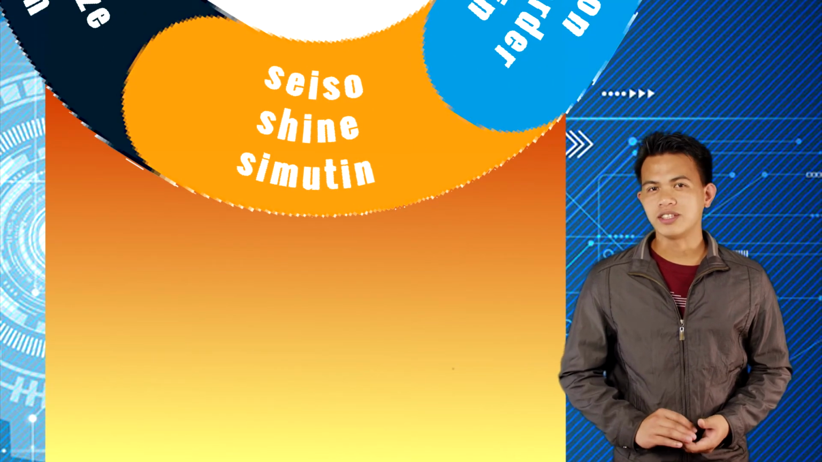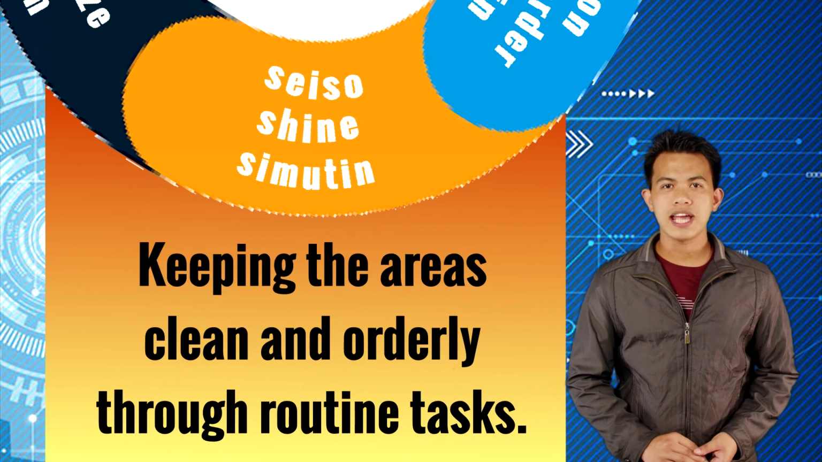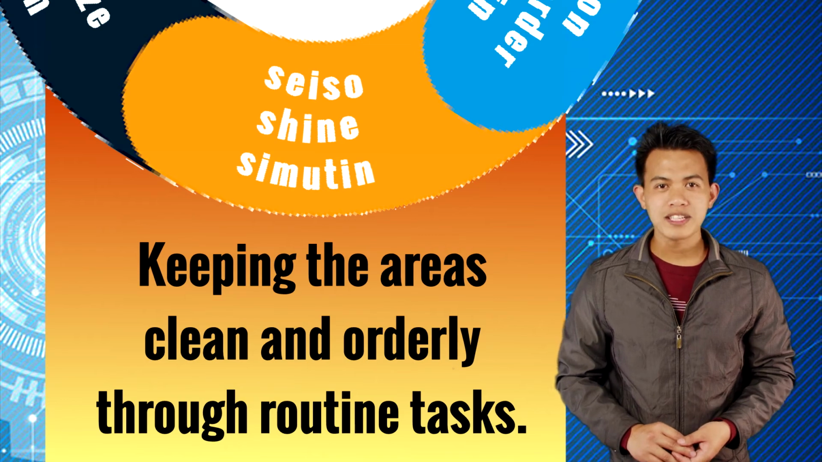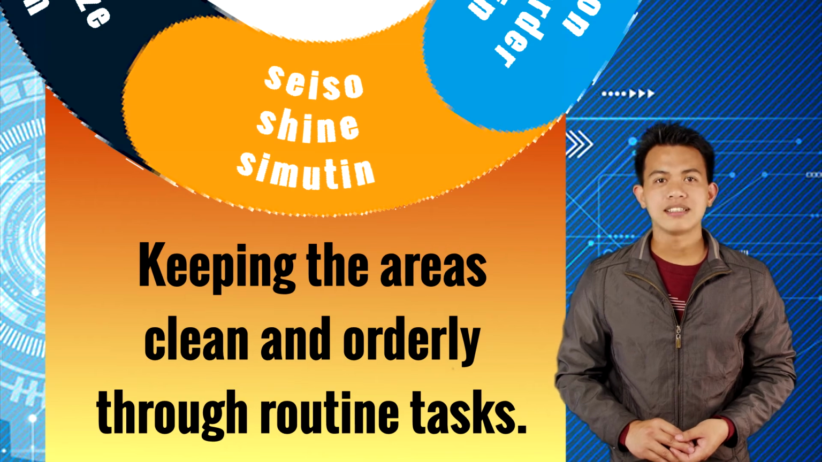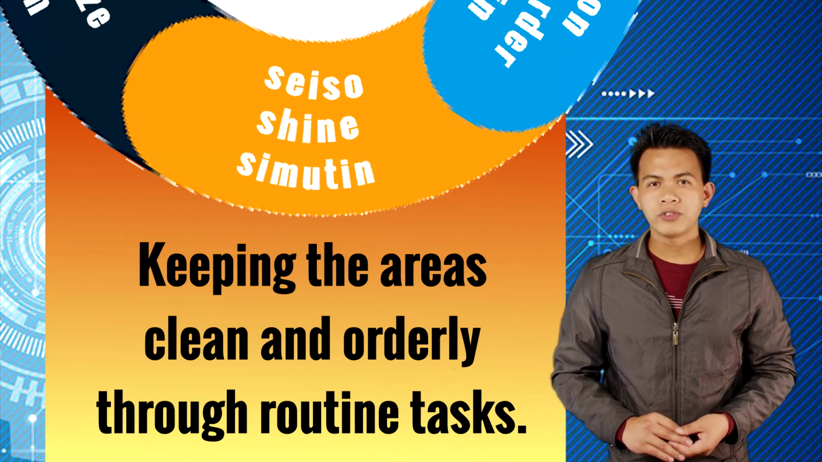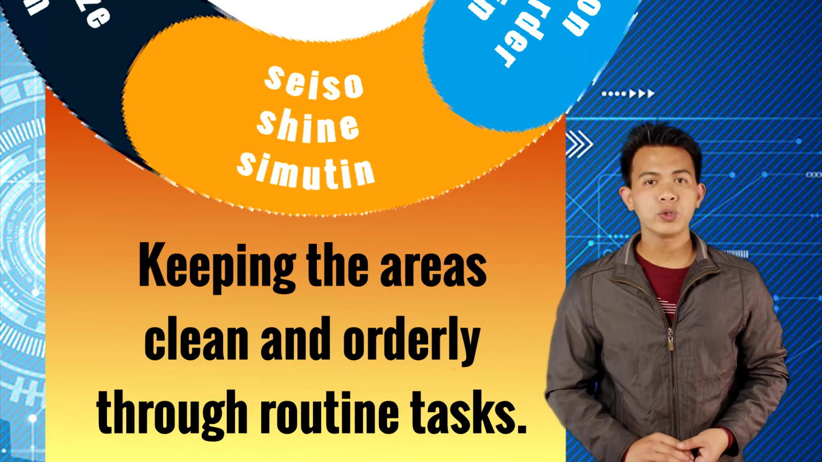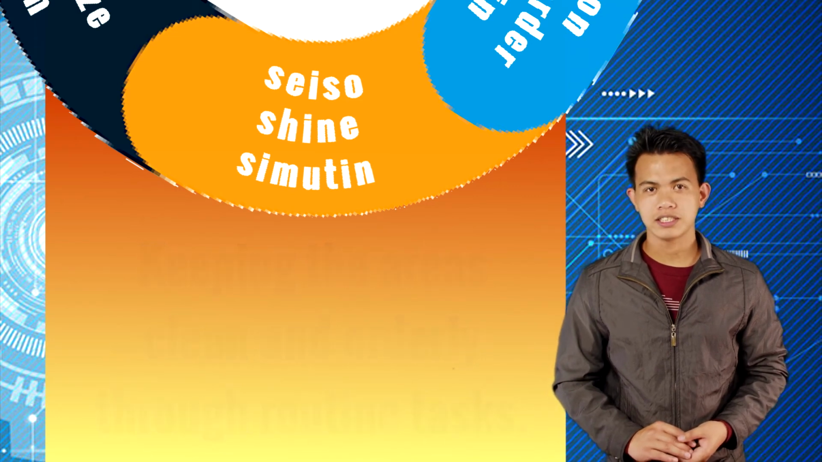Seiso, shine, simutin: proactive efforts to keep workplace areas clean and orderly to ensure purpose-driven work. This means cleaning and maintaining the newly organized workspace that can involve routine tasks such as mopping, dusting, etc., or performing maintenance on machinery, tools, and other equipment. Example, if your computer is covered with dust, you have to clean this immediately.